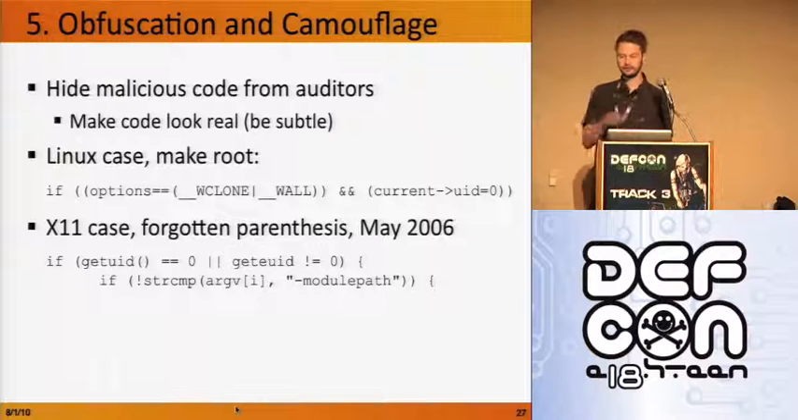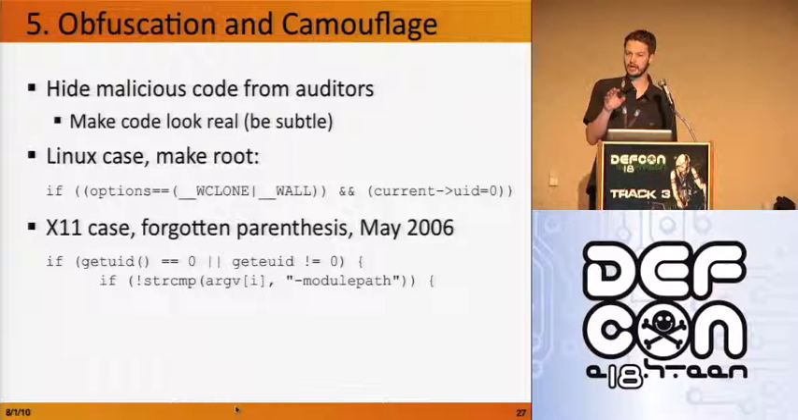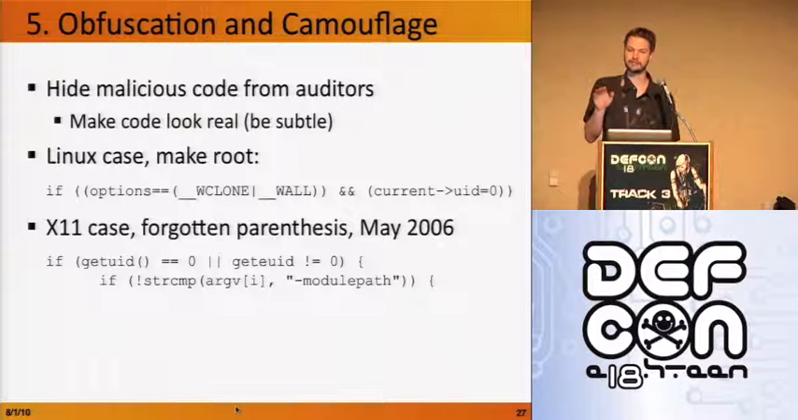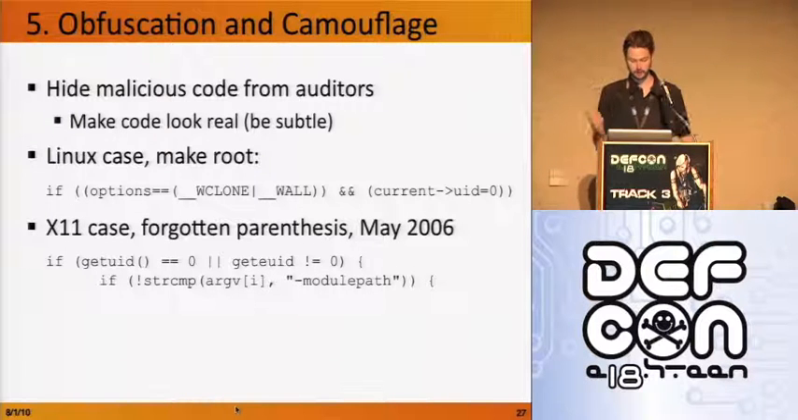Obfuscation and camouflage. Over here, you're trying to hide from different actors. For instance, you can try to hide from auditors. These days, we see that people try to hide from tools too. But at the beginning, it was mainly about hiding from people looking at the code, doing manual analysis. The way they do it is they make really subtle changes, and by doing that they achieve their goal, but it's really hard to spot. I went through the first one that didn't check if it was root, but was actually setting the root. Another one is the X11 case, the forgotten parenthesis.